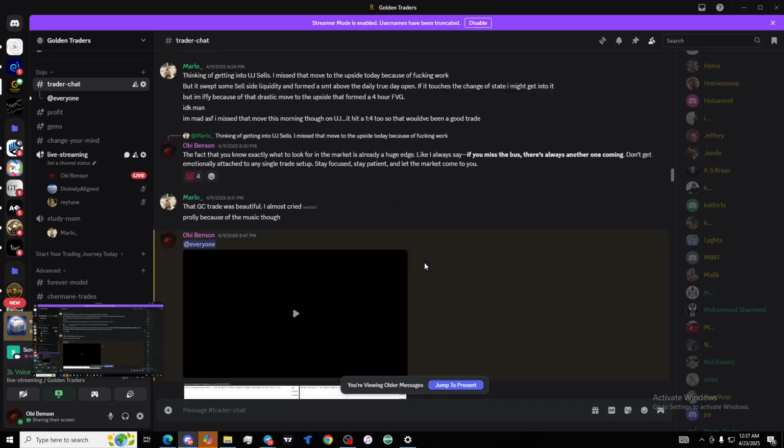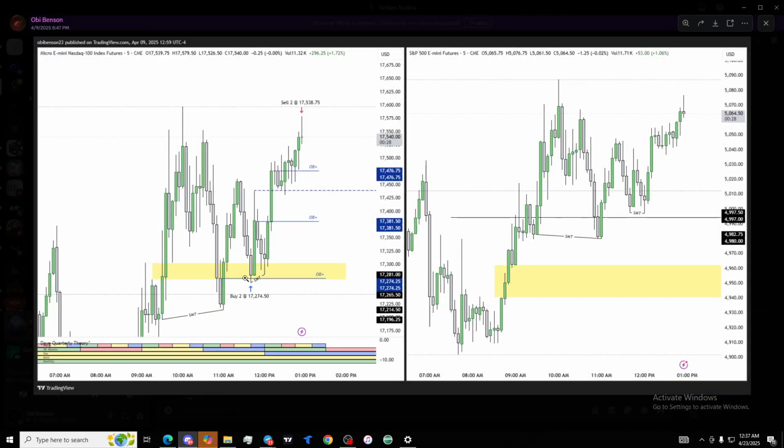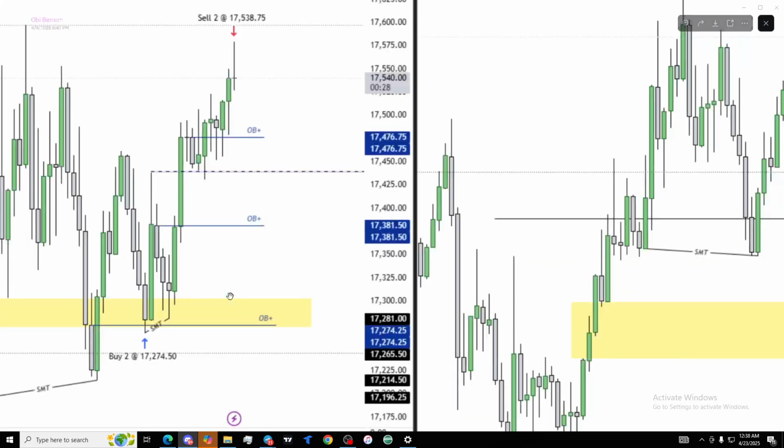Good example. Another trade I took was the trade before Trump paused the tariffs. He put a 90-day pause, and it pumped after I closed my trade. We had SMTs with ES. ES was creating a lower low, while NAS was creating a higher low. I waited for this up candle to close above this down candle to create an order block.